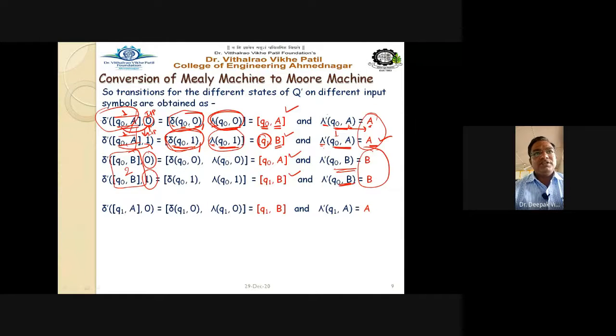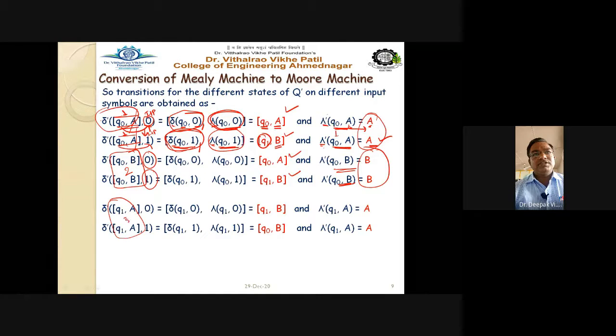The same way, take the third state, which is nothing but your [Q1, A]. For this third state [Q1, A], we have to find out the transition on 0 as well as on 1 input symbol.